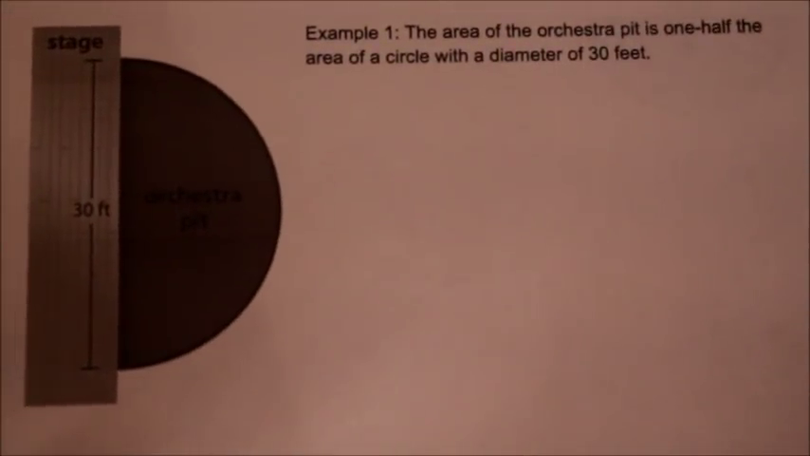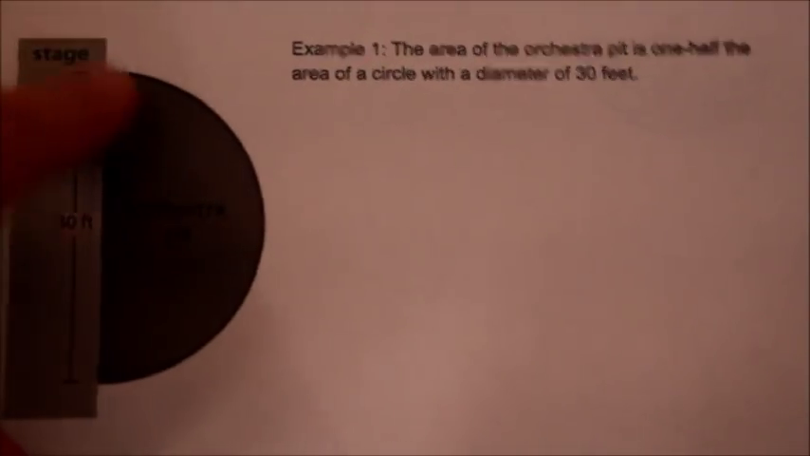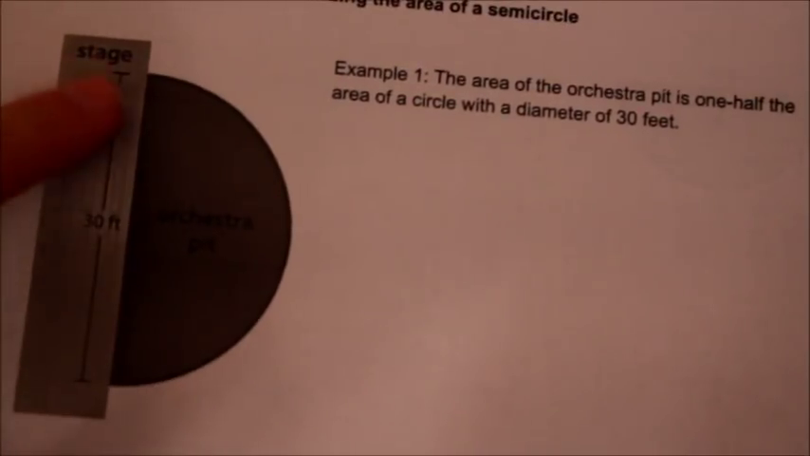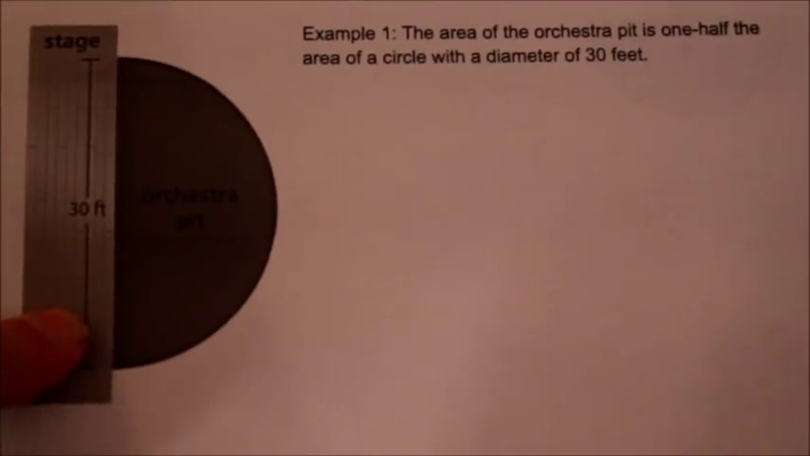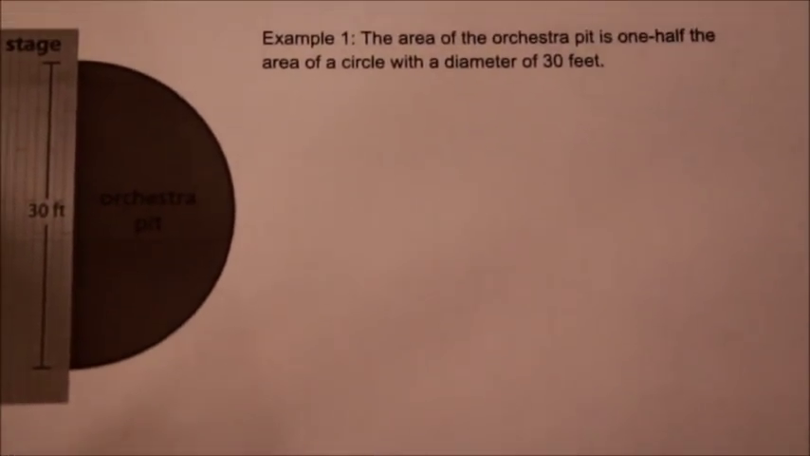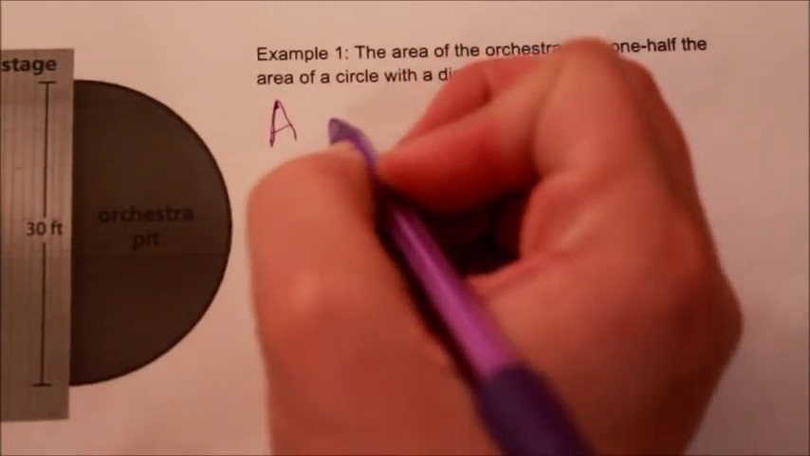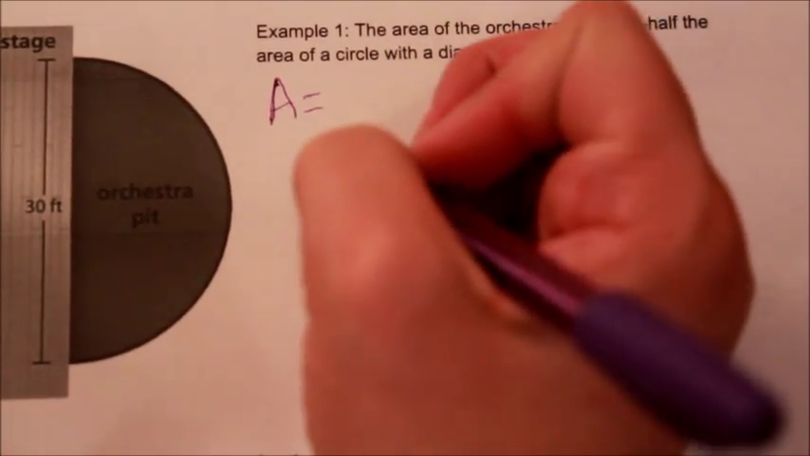All right, welcome back. Now we're going to look at finding the area of a semicircle. The orchestra pit here is a semicircle. The diameter here is 30 feet. Our equation for finding the area of a semicircle is the same as regular area, just divided by 2, also known as multiplied by 1/2.